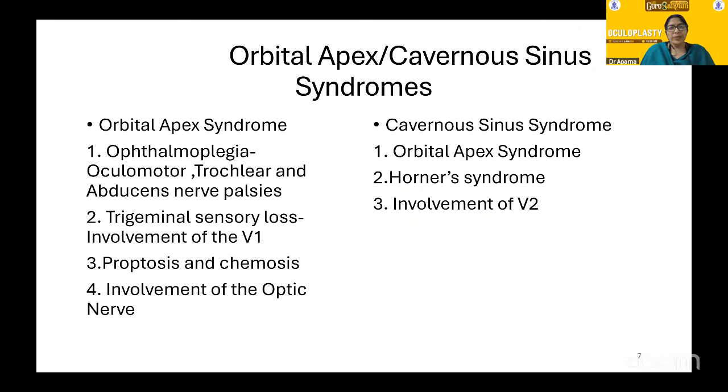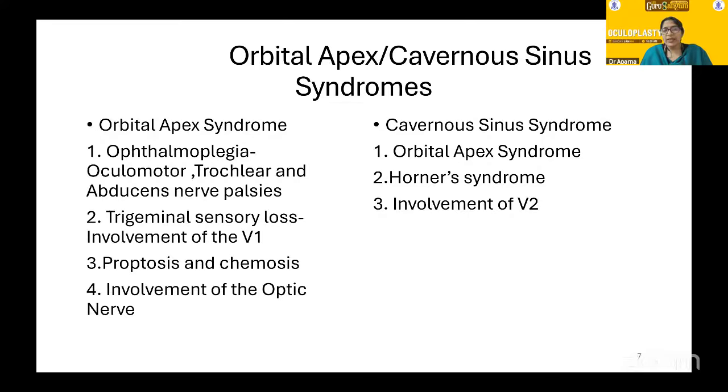Now, knowing the anatomy of this region is important so that you can differentiate between syndromes like the orbital apex syndrome and the cavernous sinus syndrome. So a good clinical examination would help you do that. In orbital apex syndrome, you'll have total ophthalmoplegia because of the involvement of the oculomotor, the trochlear, and the abducens nerve palsies. You can also have the involvement of the first division of the trigeminal nerve, which is the ophthalmic branch, and there could be proptosis, chemosis, and also involvement of the optic nerve.